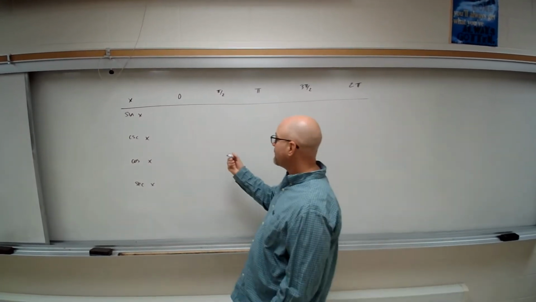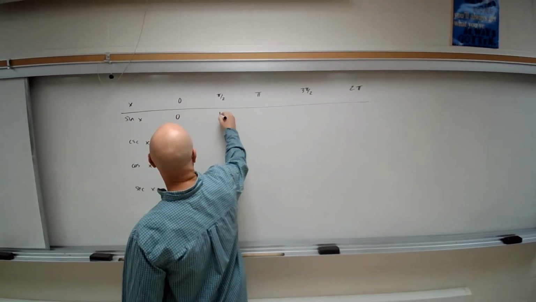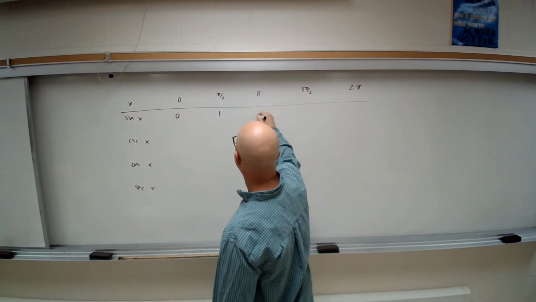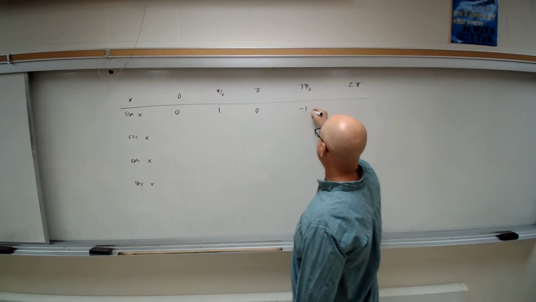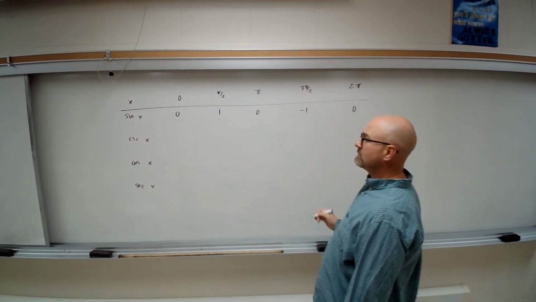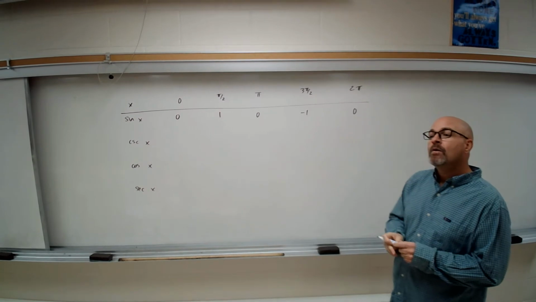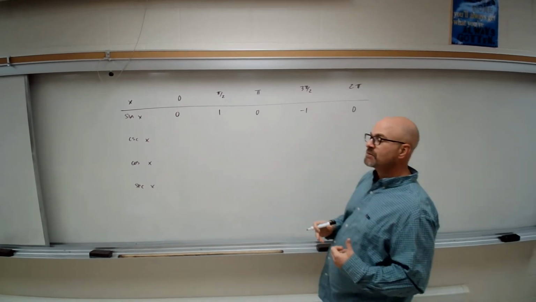The sine of 0 is 0. Pi over 2 is 1. The sine of pi is 0. 3 pi over 2 is -1. And 2 pi is 0. Okay? Now, this cosecant is just the reciprocal.